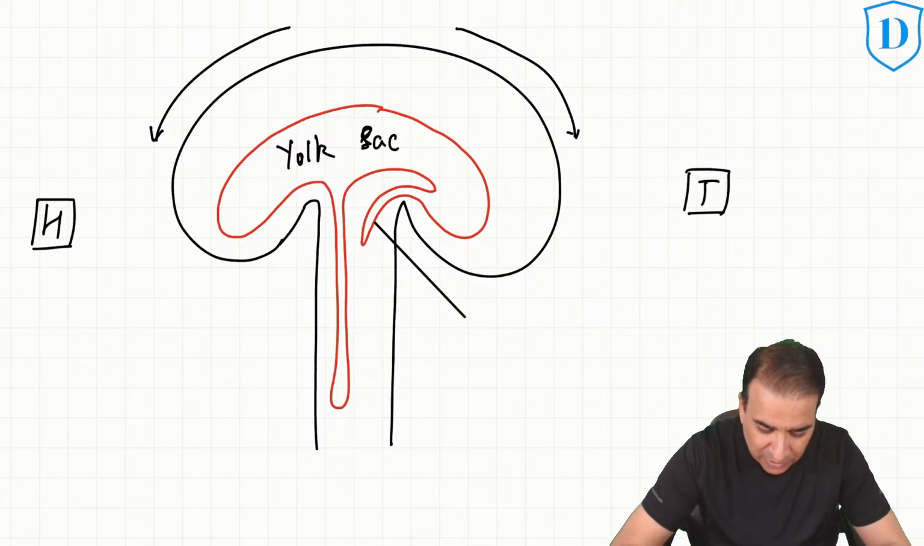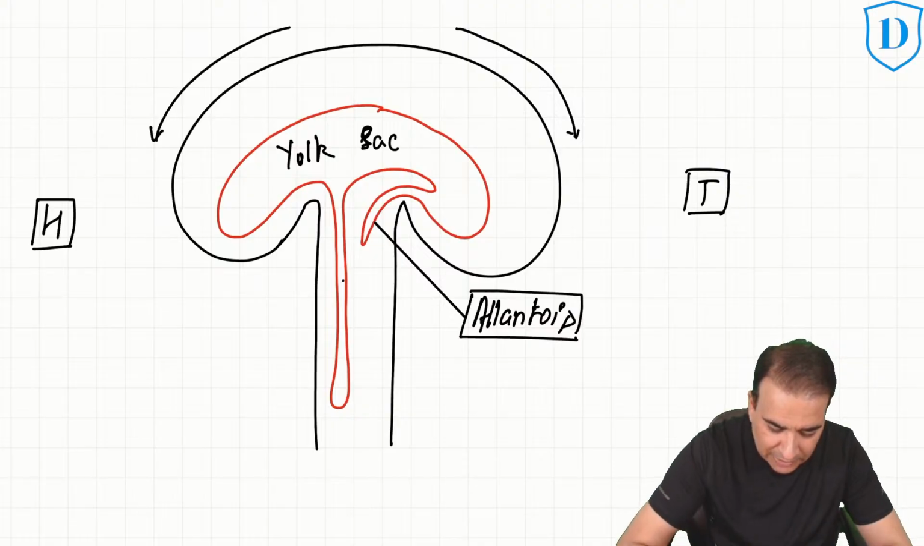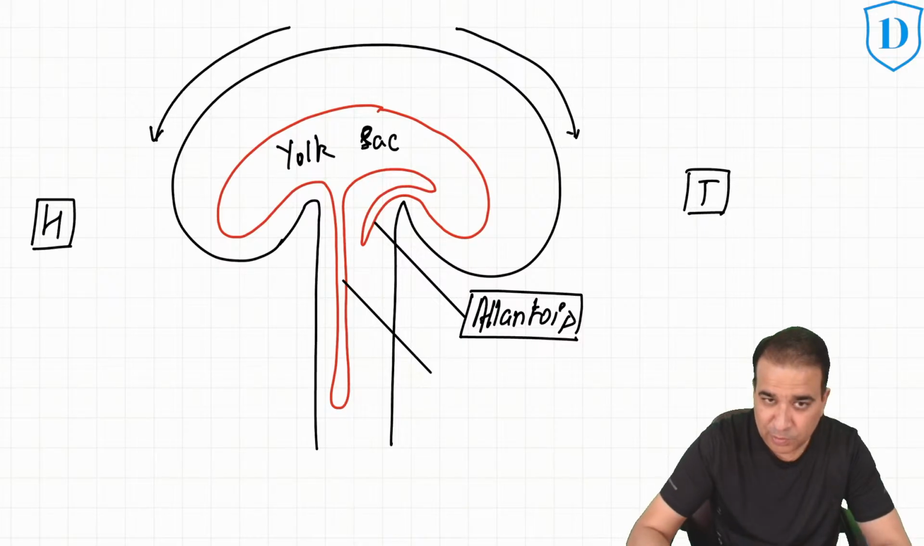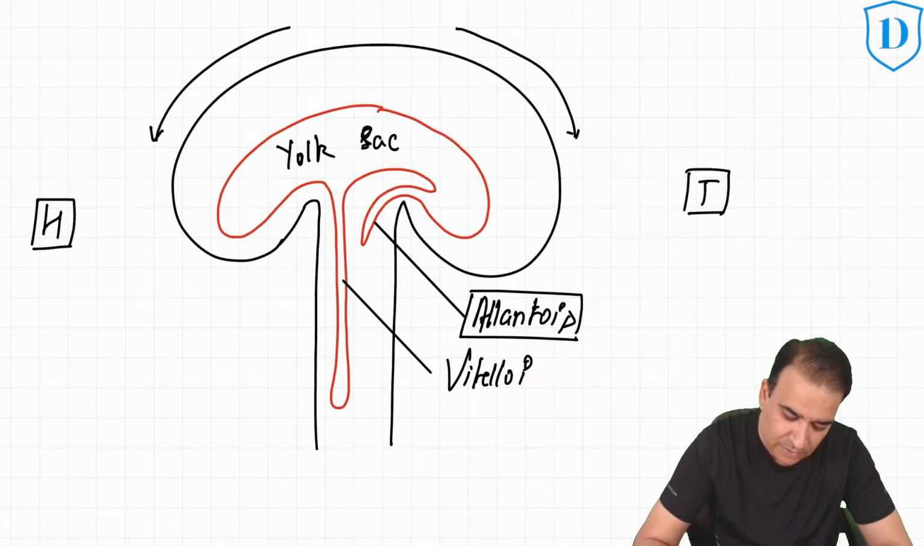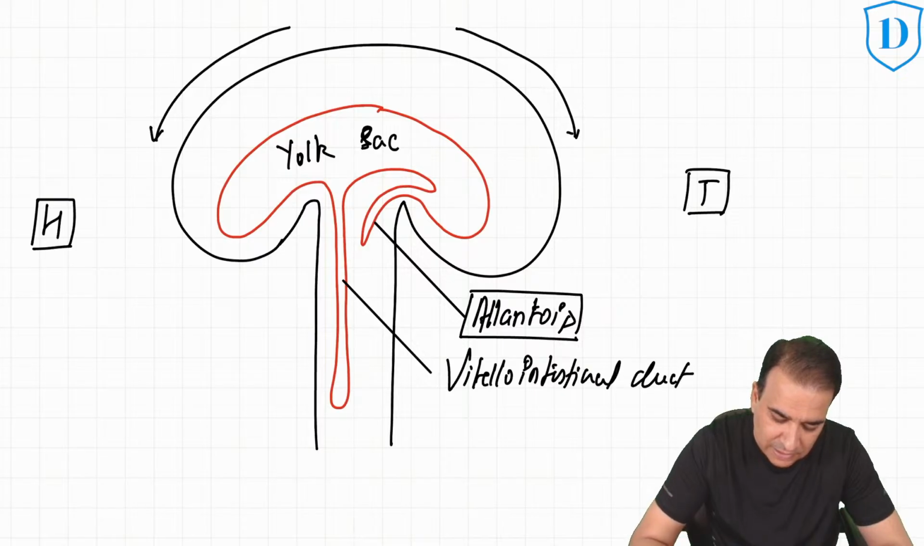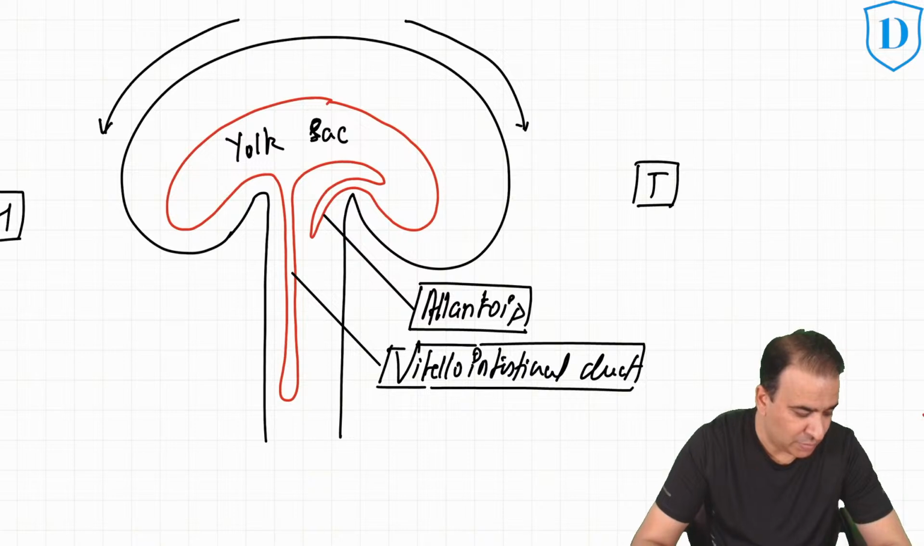The one which is coming toward the tail side of the embryo, this is called as the allantois. And the another extension that you see, which is actually coming from the yolk sac, this big duct here is called as a vitellointestinal duct. That duct is a vitellointestinal duct. You can also call it a omphalomesenteric duct also.